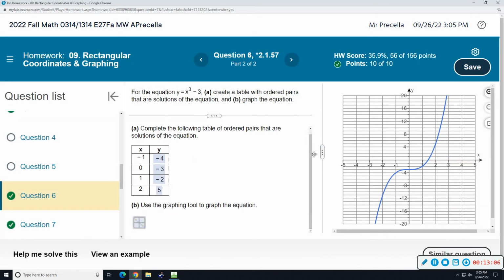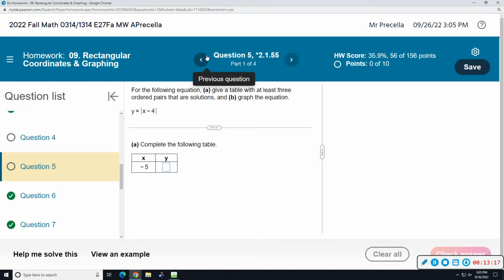Any questions there? And let's see, number 5. When I look at number 5, one thing just stands out. And it's that stuff that stands out that's going to give this equation its name. What do you think we would call this type of equation? An absolute value equation. Yes.